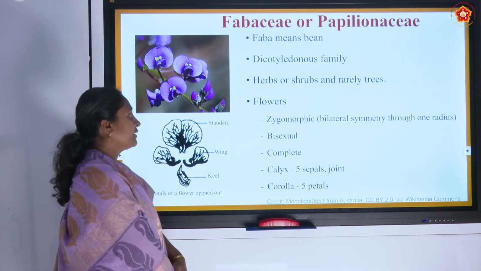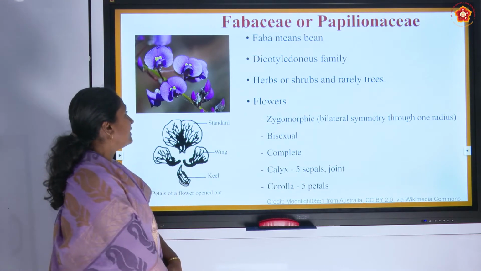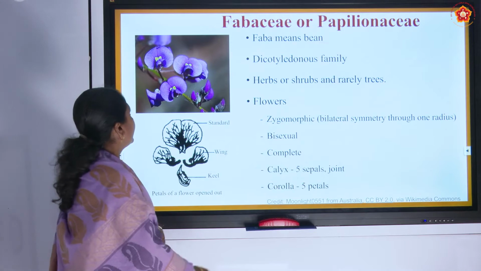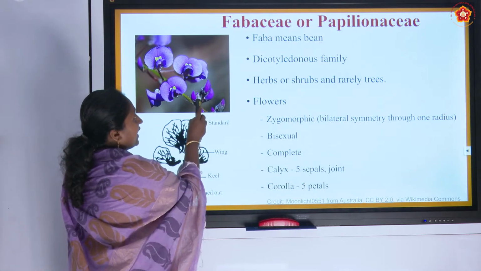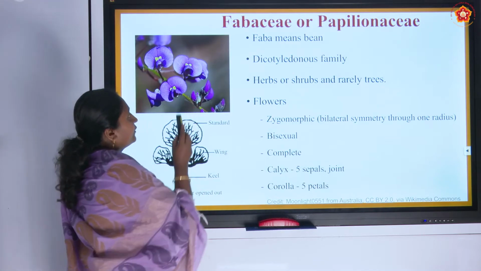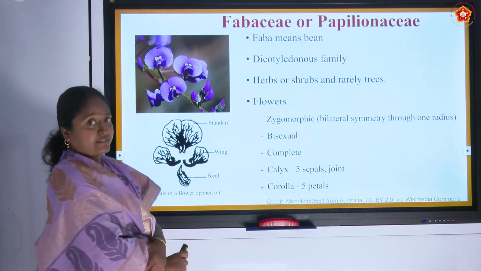Then it has a calyx. The calyx has 5 sepals. The calyx is usually the green colored part of the flower. Here you can see in this figure, in the bottom part, it has the calyx. Here it is all attached. If you concentrate on this figure you can see they are all joined together.